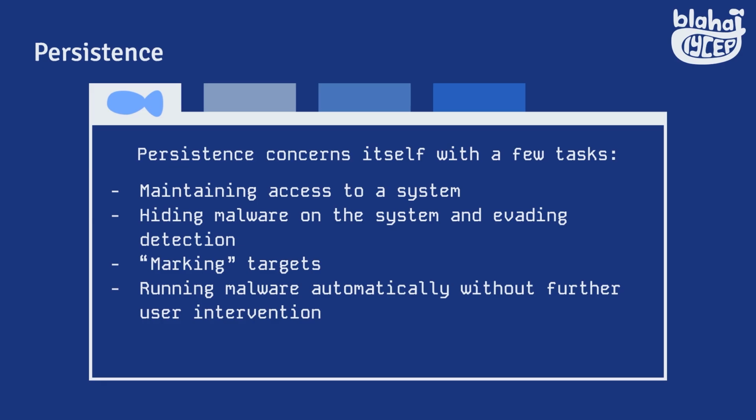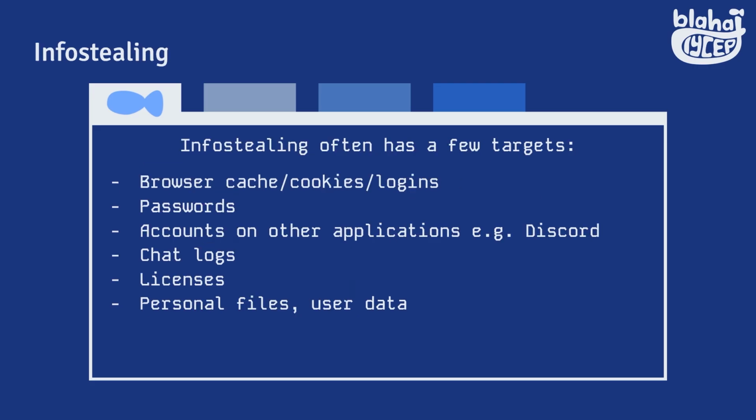So let's first look at persistence. Maintaining access to a system, hiding malware on the system, marking targets. So if someone is already infected, you don't want to reinfect them usually, or running malware automatically without further intervention. These are all things that concern persistence. And then info stealing, which is what I opened for you to answer just now. A few targets: browser cache, browser cookies, browser logins, passwords, accounts, chat logs, licenses, personal files. These are all things that info stealers might concern themselves with.